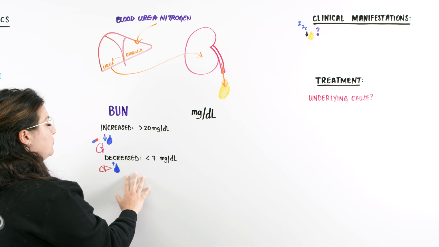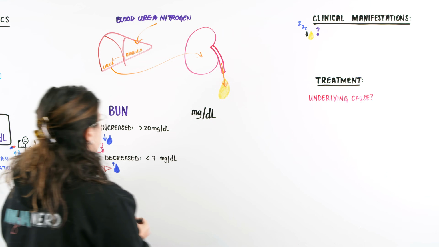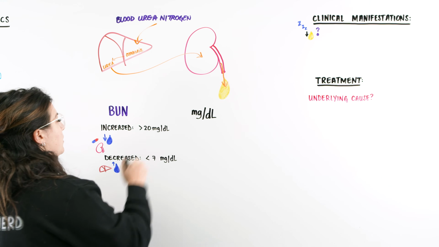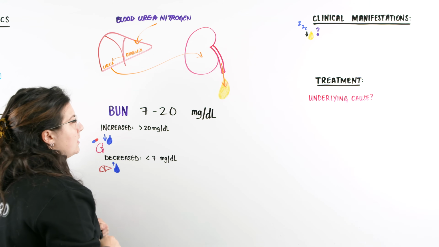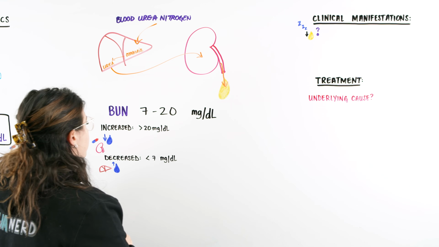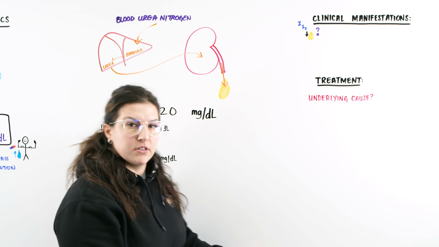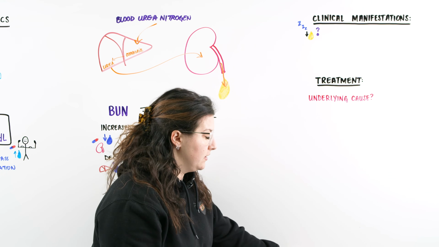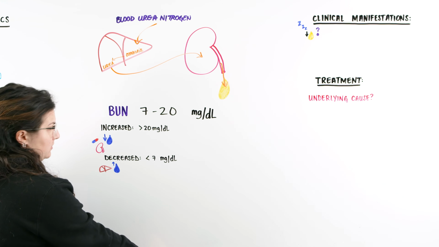We can also see some issues with it being decreased. So when we're talking about blood urea nitrogen, or BUN, we are talking about a range from 7 to 20 milligrams per deciliter. And when we're talking about this, it's really important to note that this, again, can be a little different per facility, per person, per patient, okay? And we can look at here what causes some increases and what causes some decreases.